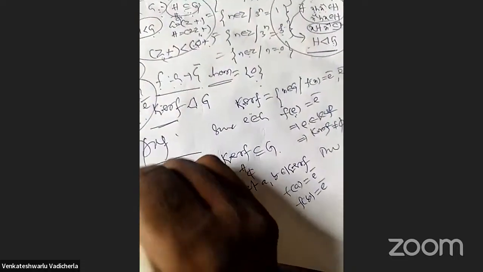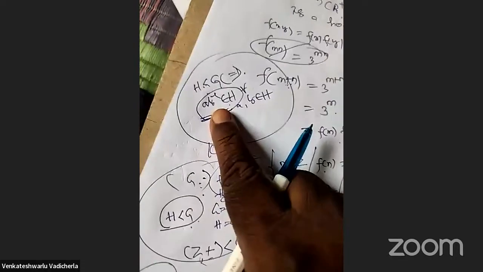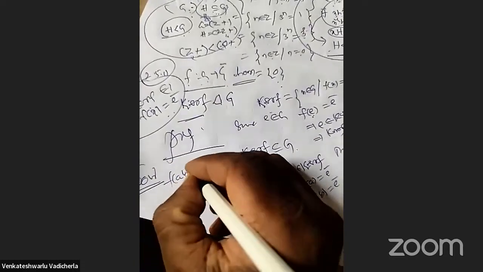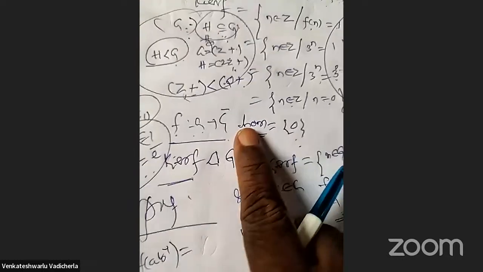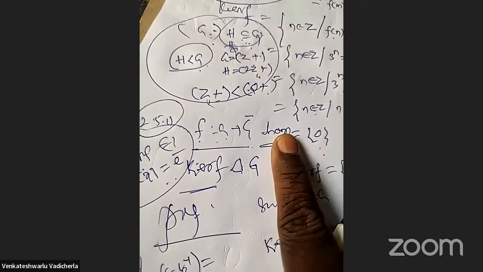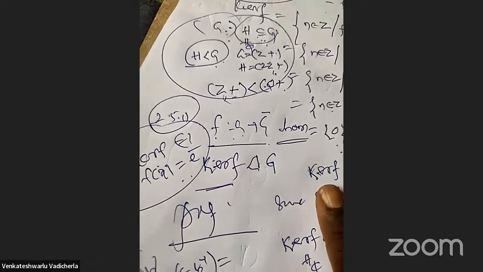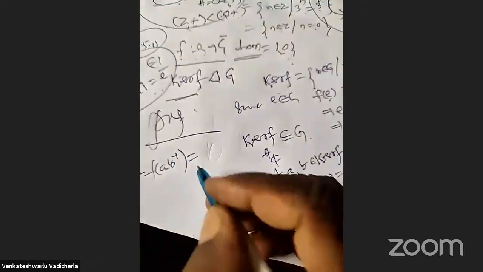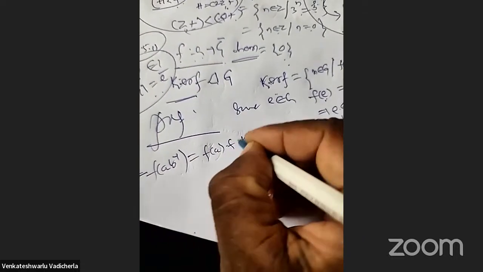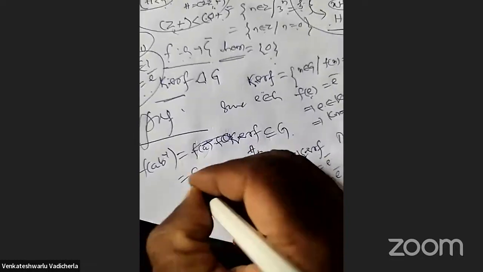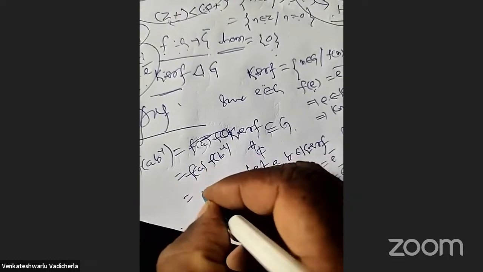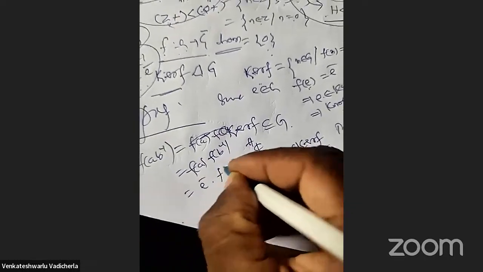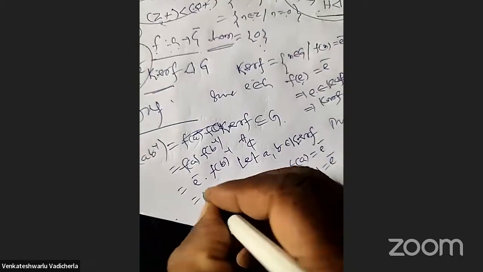Now the subgroup definition: ab inverse belongs to H. Let us take f of ab inverse. Our condition is that f from G to G bar is a homomorphism, so f of a times f of b inverse. What is f of a? E bar. And f of b inverse can be written as f of b whole inverse, which is E bar.